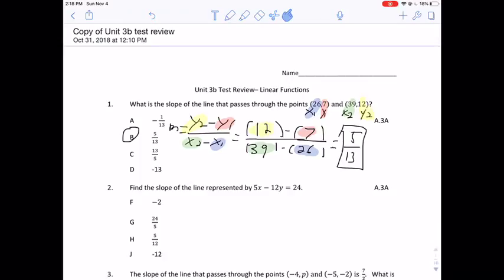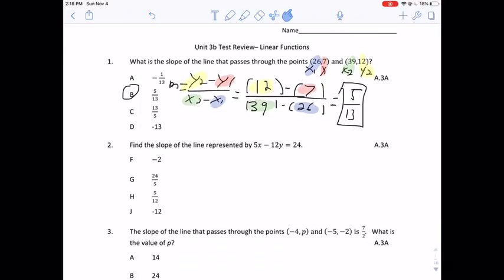Problem number 2. Problem number 2 says, find the slope of the line represented by 5x minus 12y equals 24. Well, to find the slope, which is the question, what is the slope? My equation needs to be written as y equals mx plus b. And here is where my slope is going to be. It's going to be the term right next to the x. So in my equation right now, it's not in the same format.